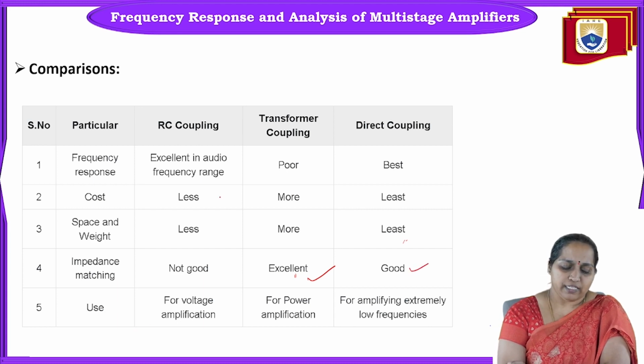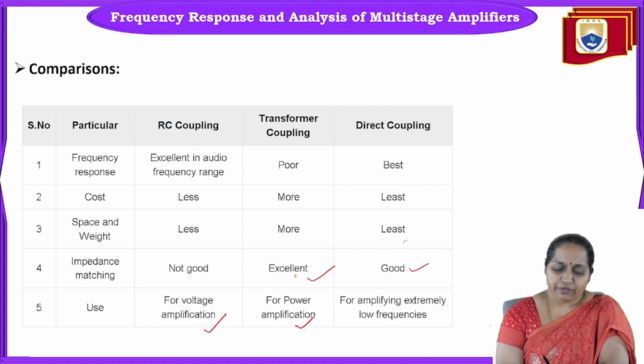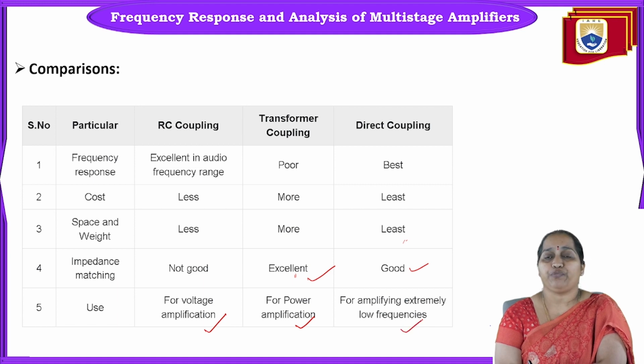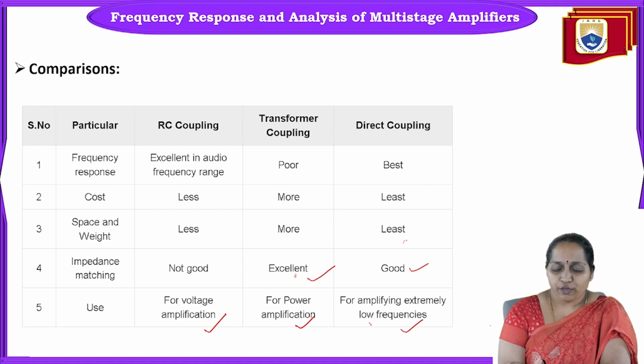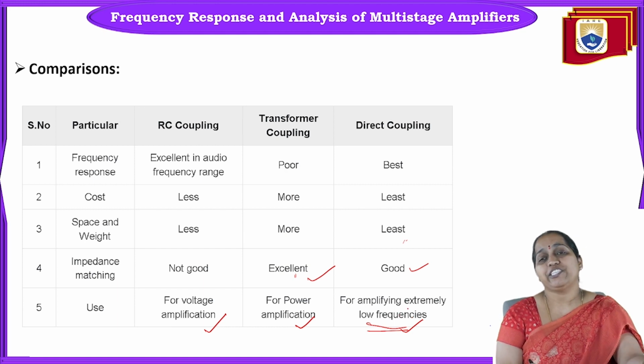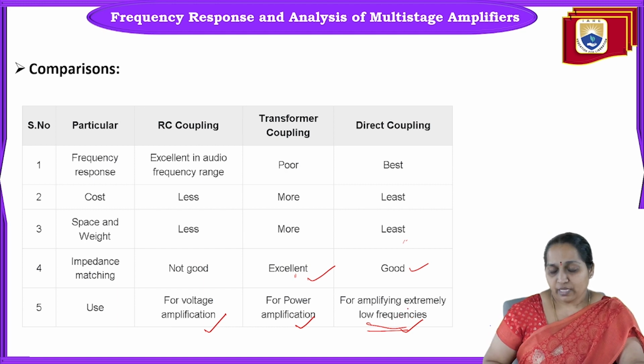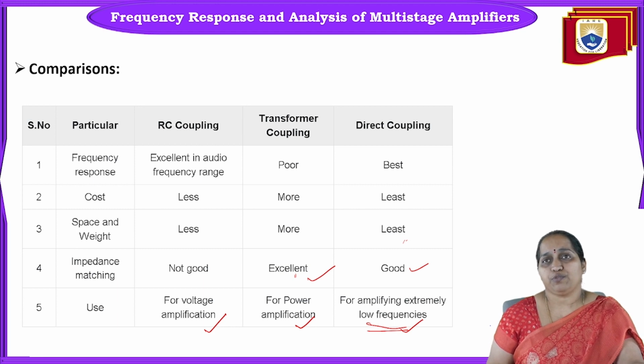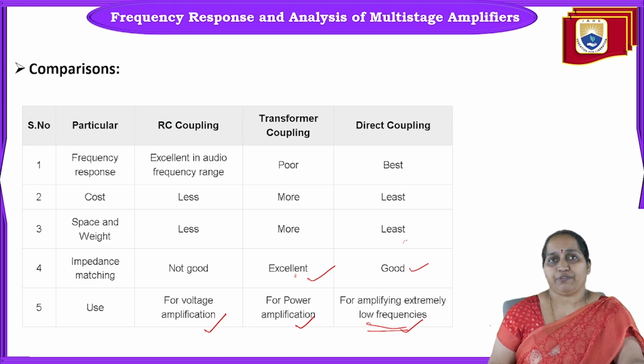Finally, RC coupling is used for voltage amplification. Transformer coupling is used for power amplification. And direct coupling is used for amplifying extremely low frequencies. It is to be noted, direct coupling is mainly used for amplifying extremely low frequencies. So this is all about the frequency response and analysis of multi-stage amplifiers.